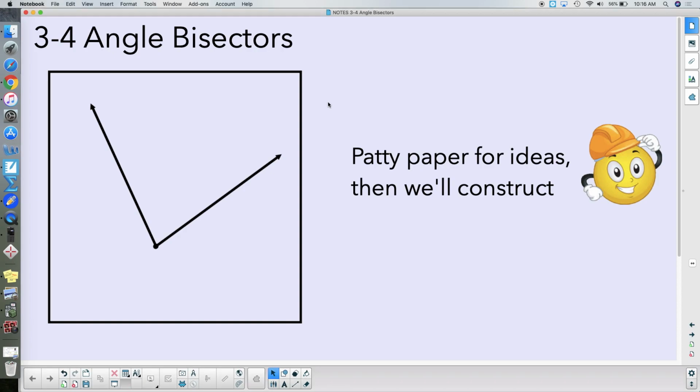This is a lesson video for 3-4 on angle bisectors, after you've already gone over the warm-ups and after you've already checked your homework and turned it in. So we're going to construct angle bisectors. You've constructed things that bisect before with perpendicular bisectors.